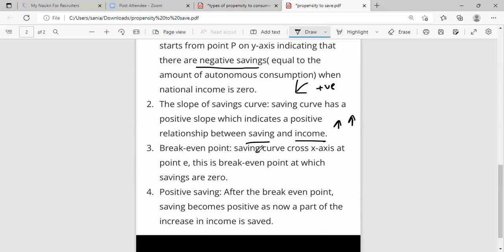Next, break-even point. Saving curve cuts the x-axis at point E. This is break-even point at which savings are zero. So when your consumption is equal to your income, at that moment what happens? Your savings are zero. Yes or no? Yes, ma'am. And positive savings. After the break-even point, savings become positive, and because your income is increasing, you can save more. Clear? Yes, ma'am. Clear.